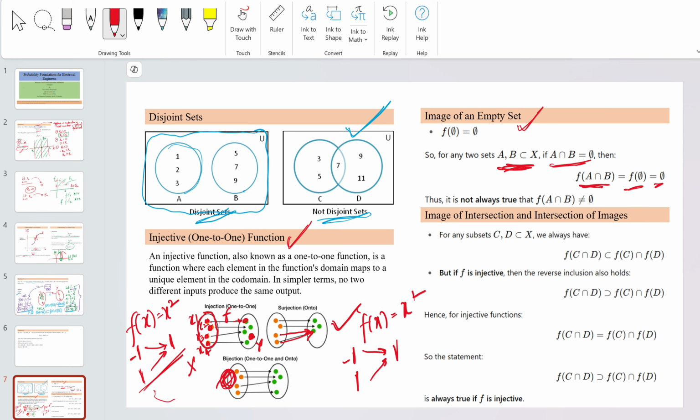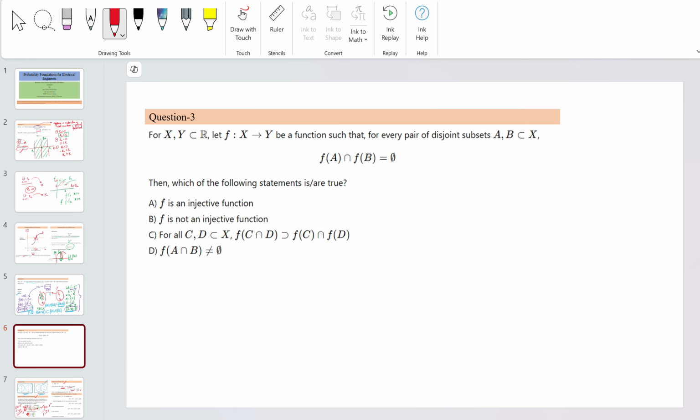Got the point? So try to solve this after getting these concepts.